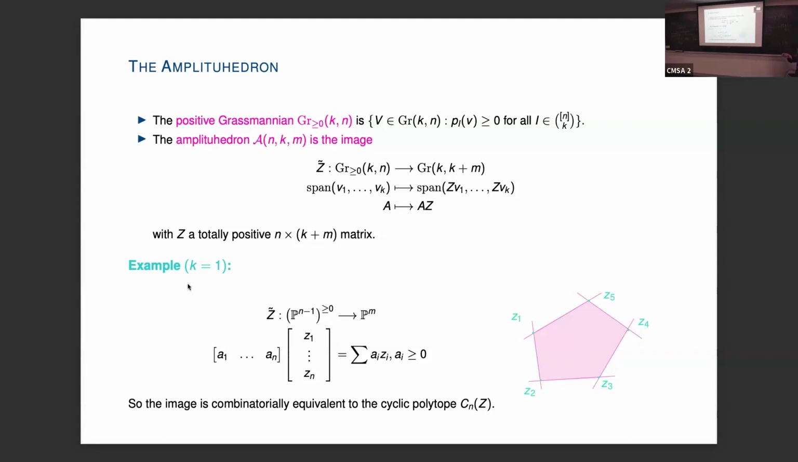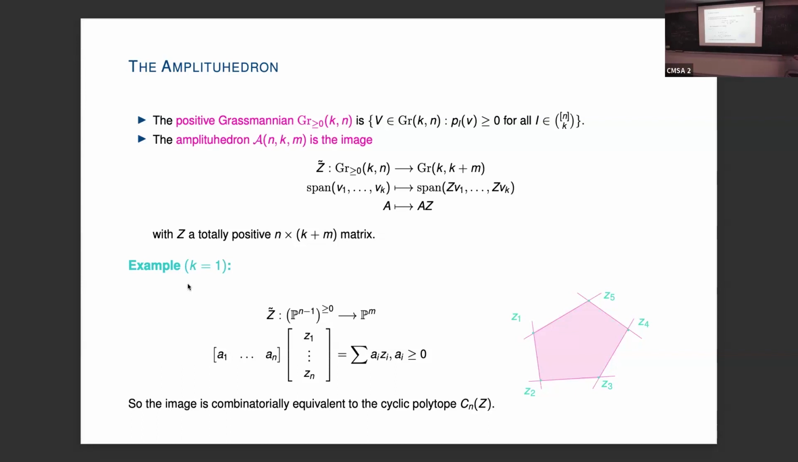So normally, if Z was an arbitrary matrix, we would just get the convex hull of Z, so it would still be a polytope. In this case, we get a very special polytope, a cyclic polytope. So these are very special polytopes, and I guess that tells us that this is a very special linear map.